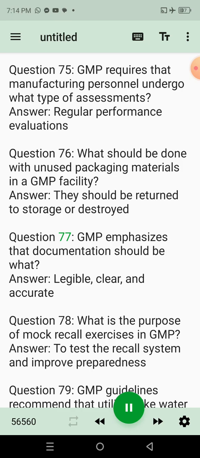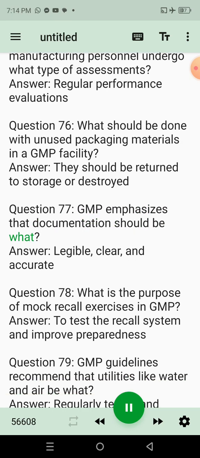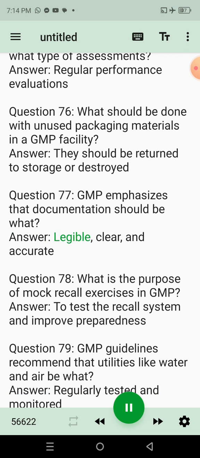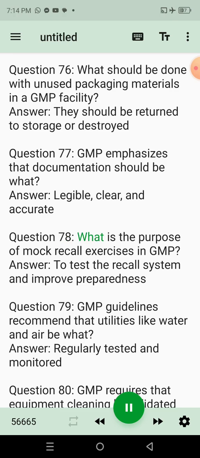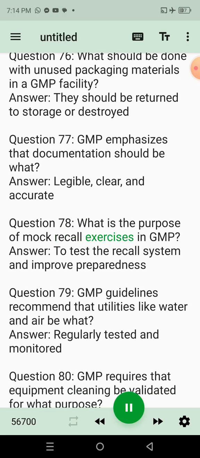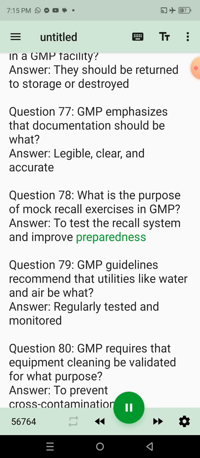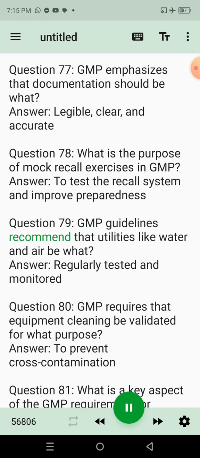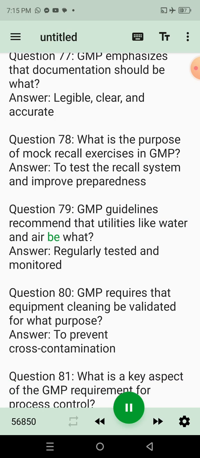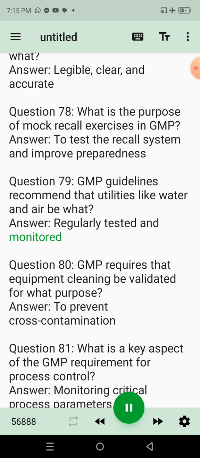Question 77. GMP emphasizes that documentation should be what? Answer: legible, clear, and accurate. Question 78. What is the purpose of mock recall exercises in GMP? Answer: to test the recall system and improve preparedness. Question 79. GMP guidelines recommend that utilities like water and air be what? Answer: regularly tested and monitored.